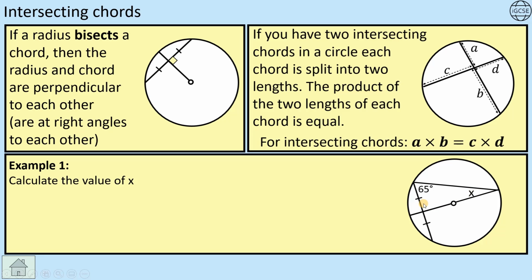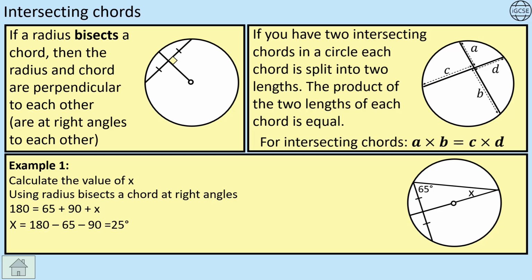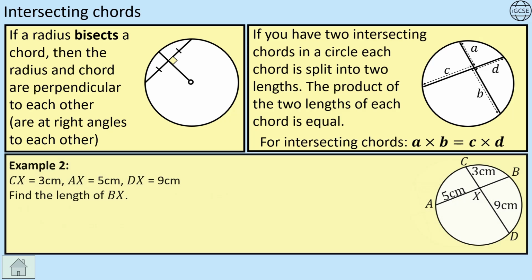All right, so if this is a right angle and this is 65, then what we're looking at is a triangle here, which means the angles in a triangle add up to 180. So 180 take away the 65 and the 90, which is here, is going to give us the value of x. So 180 is equal to 65 plus 90 plus x, or like I said, 180 take away those two, and it's going to be 25 degrees. So that's the value of that.